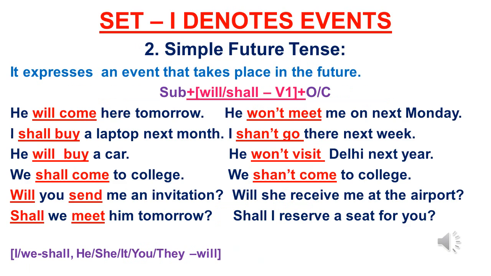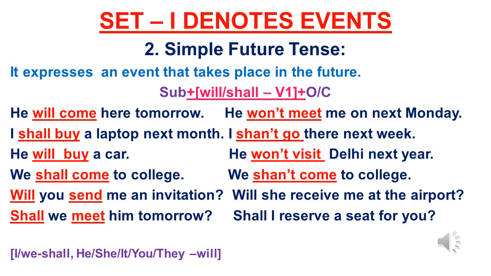The second tense is the simple future tense. It is used to express an event or an incident that takes place in the future. For example, tomorrow, day after tomorrow, next week, next month, next year, or in the near future. What is the verb that can be used in the simple future tense? Will or shall is used as a helping verb. V1 or the present form is used as the main verb.